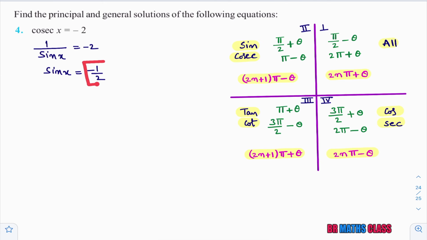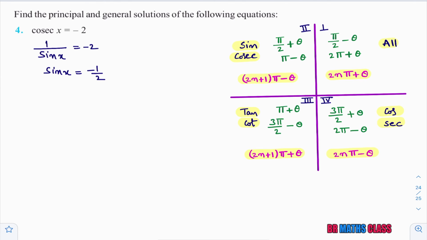You observe here sine x is negative. Sine x is negative in which quadrants? Sine x is negative in third quadrant as well as fourth quadrant. So the x values we will find in third quadrant and fourth quadrant. I always prefer the forms having pi: pi plus theta, 2 pi minus theta. I will prefer to find x values here.